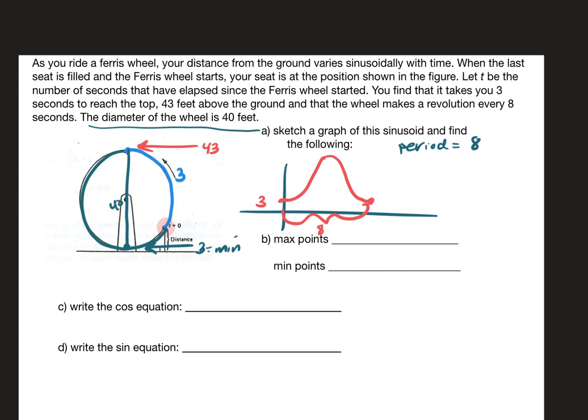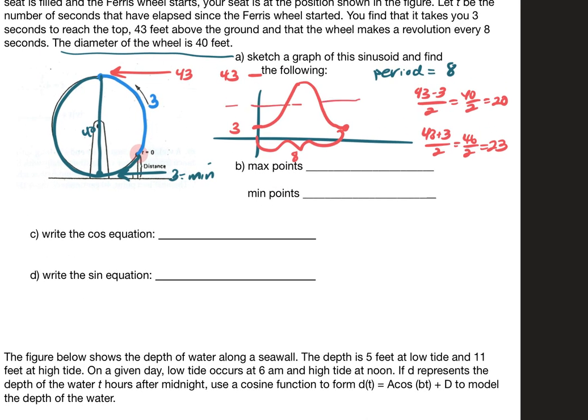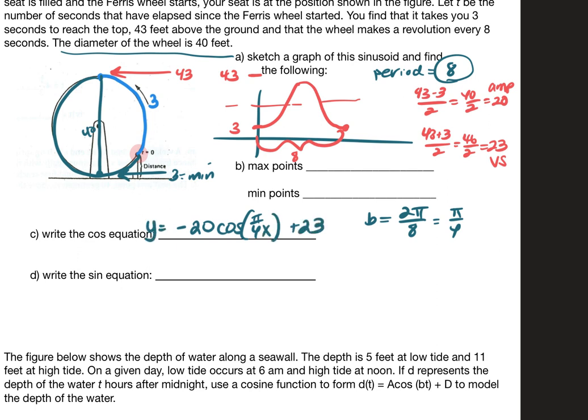This is 8 seconds. My max is 43. My min is 3, which means 43 minus 3 over 2, my amplitude is 20. And my midline is 23, so my vertical shift is 23. My amplitude is 20, and initially it would be cosine. If I started my cosine here, what has to be true about the A? It's negative. So I either have to work with my phase shift or use a negative A. So I can make it negative A, which is 20, cosine. If the period is 8, then B equals 2 pi over that, which is pi over 4. And my vertical shift is 23. Y equals, that would be my cosine function.